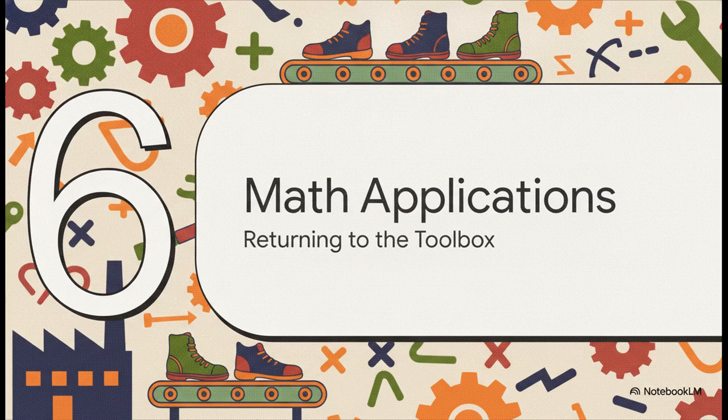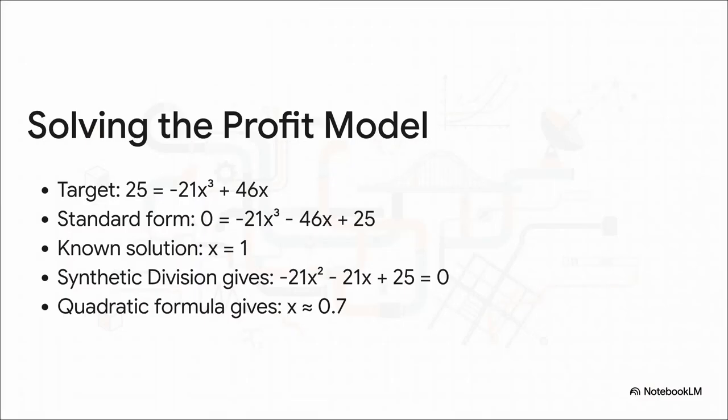And that brings us to our final section, number 6, real-world math applications, returning to the toolbox. Okay, we've got our tools. Now let's actually use them to solve that shoe factory problem we started with. Let's walk through this together. Our target profit is 25, right? So we set the equation to 25. To solve it, we rewrite it in standard form by setting the whole thing to 0.